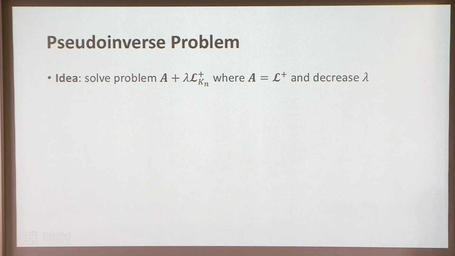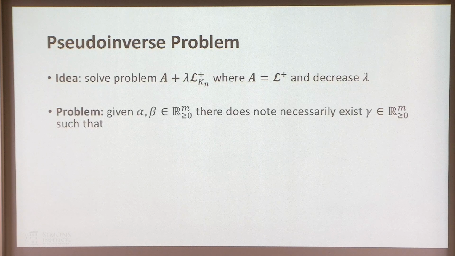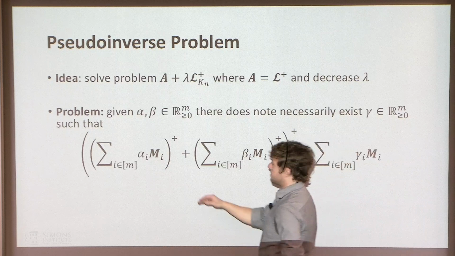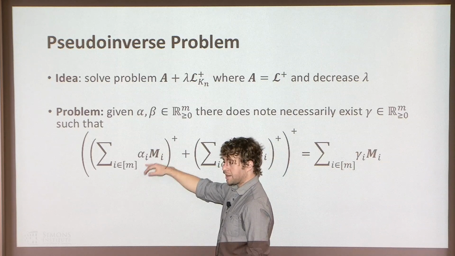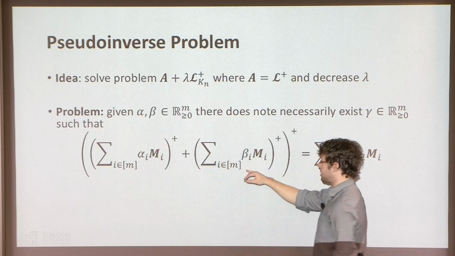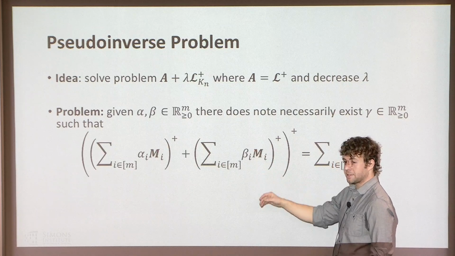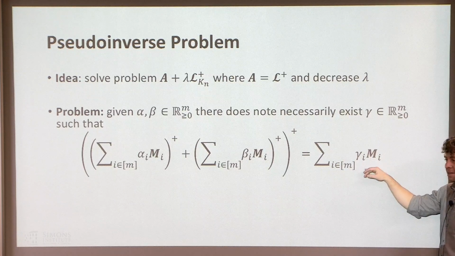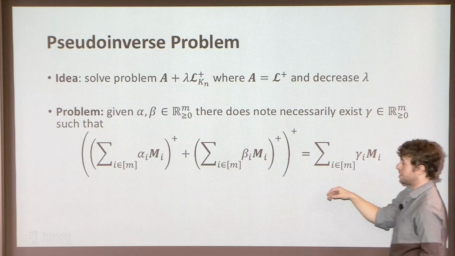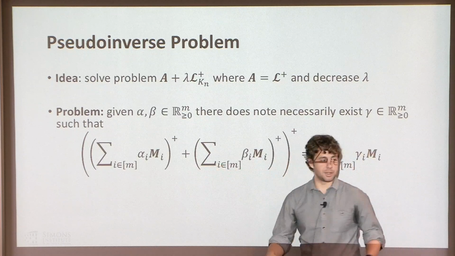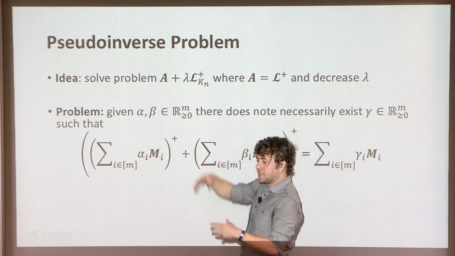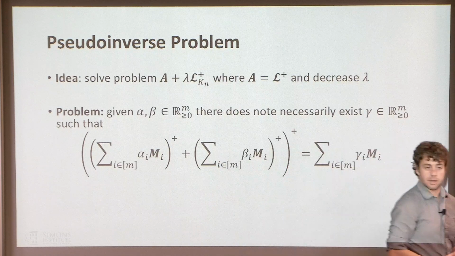Unfortunately, when I say this, you should be a little bit skeptical because of the following fact. It's not necessarily the case that if I have some non-negative combination of alpha I mi, and I look at its pseudoinverse, and I take some non-negative combination of beta I mi, and I look at its pseudoinverse, and then add them and take their pseudoinverse, that's still a non-negative combination of the original mi. Imagine these are just two different matrices. The pseudoinverse of the sum of the pseudoinverses could be a very, very different looking matrix. So it's not clear how to argue that these pseudoinverses even have a nice representation to work with. So it's not quite clear how to apply this to the pseudoinverse.